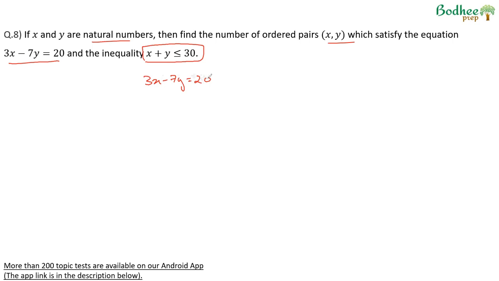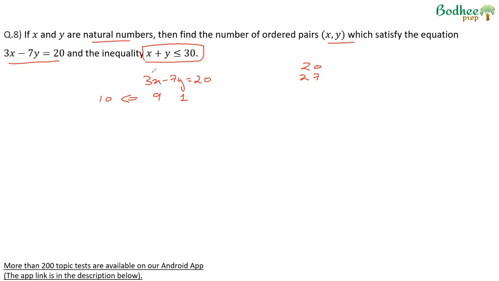Now, if we start adding multiples of 7 to 20 and see whether they're divisible by 3 or not, 27 is divisible by 3. So 9 threes are 27 and 7 ones are 7, which will give us 20. So one of the ordered pairs is 9 and 1. And here x plus y is 10. Anything less than this would not be a natural number.